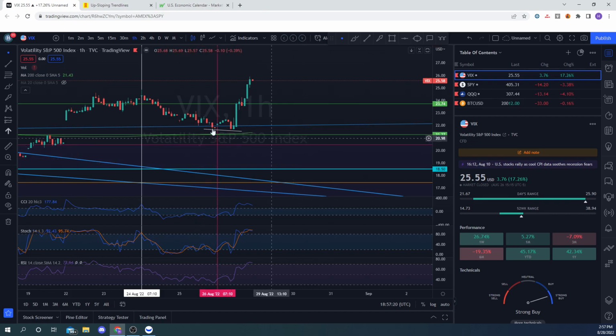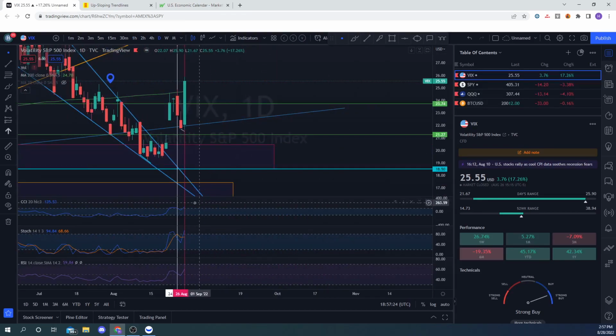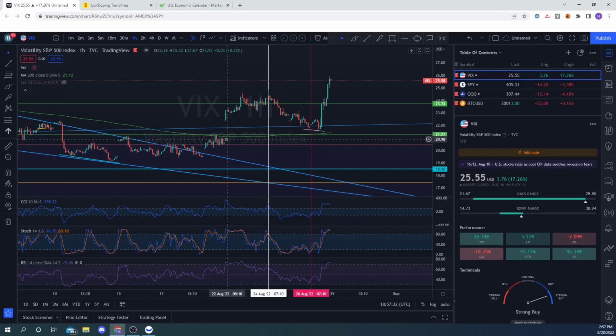These divergences on the hourly time frame, they work. And once you spot them on the daily time frame, that's when you can start looking on the hourly time frame. When there's reason to start looking for something, that's when you want to look for the divergences. The reason I would have been looking here is I would have been looking for the gap fill. We were getting very close to the gap fill.